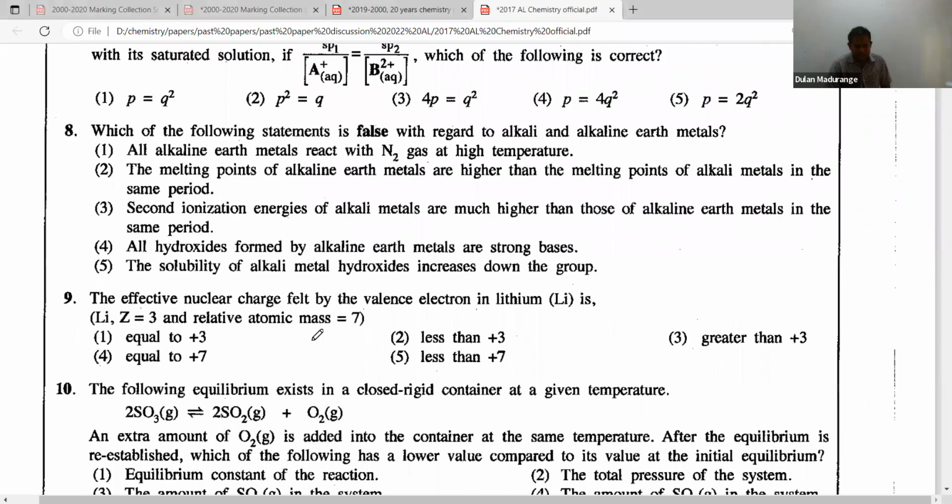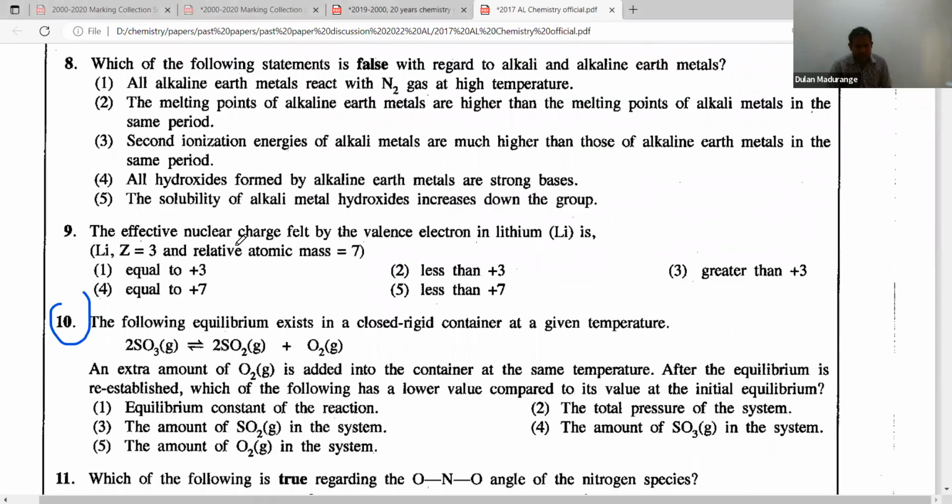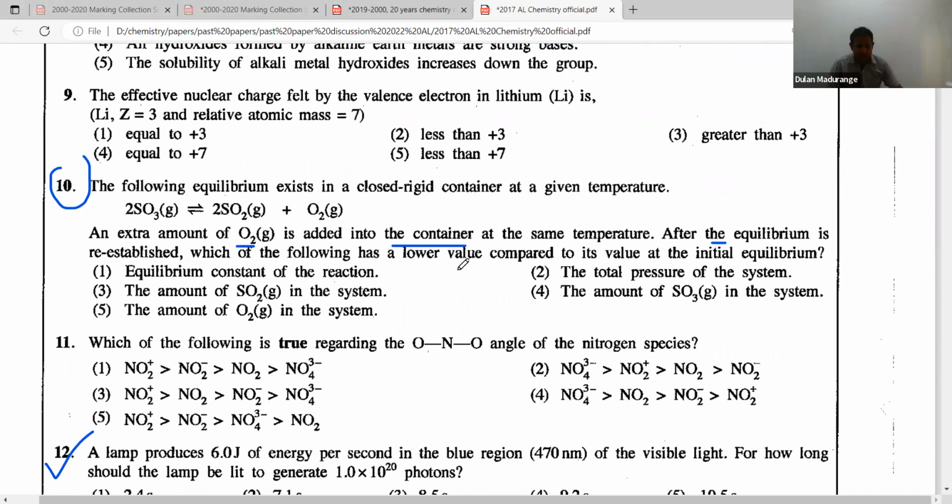Okay, but explain question 10. An extra amount of O2 is added to the container at the same temperature. After the equilibrium is reestablished, which of the following has a lower value compared to its initial equilibrium? So think about how the O2 content increases when O2 is added. For question number 10 they have given answer number 3.